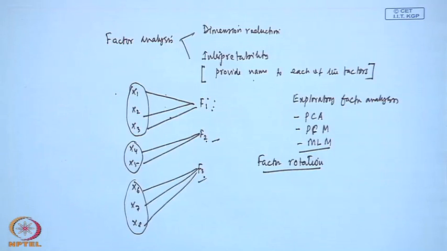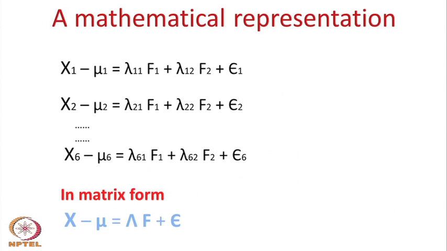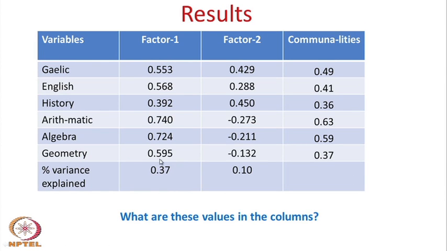Okay. In order to understand this fully, I will first show you one example. See, these are the results obtained in the Maxwell and Lawley 1971 paper. They conducted factor analysis of the responses of 220 students under 6 variables: Gaelic, English, history, arithmetic, algebra and geometry. They extracted 2 factors, and the factor loadings and communalities are like this.